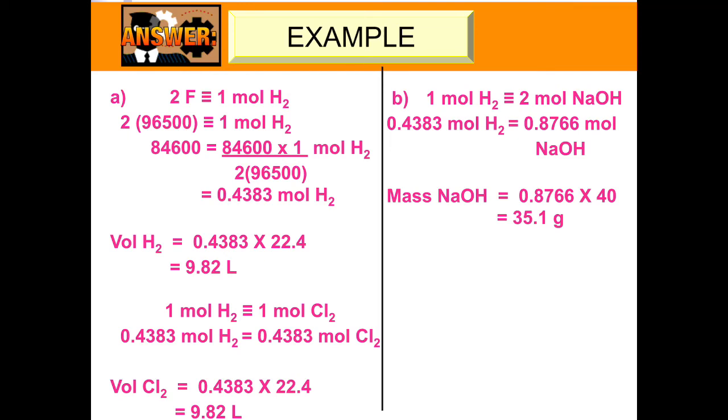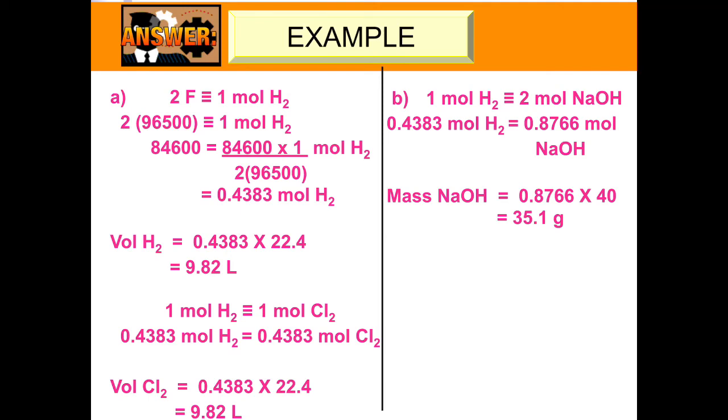Next, we want to find out how much volume of Cl2. By referring to the equation given, 1 mole of hydrogen is equivalent to 1 mole of chlorine gas. So, 0.4383 mole of hydrogen is equal to 0.4383 mole of chlorine. To find out the volume of chlorine, again, we multiply the number of moles by 22.4, and we will get the volume of chlorine as 9.82 liters.